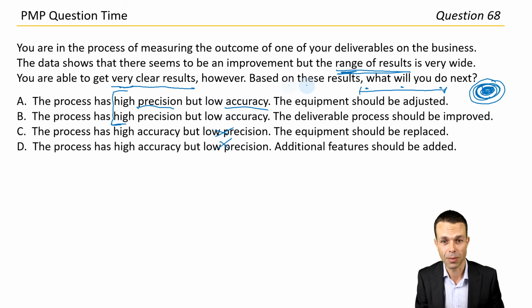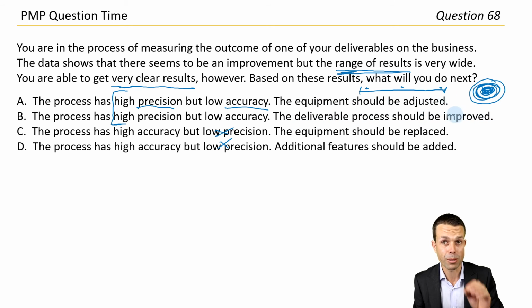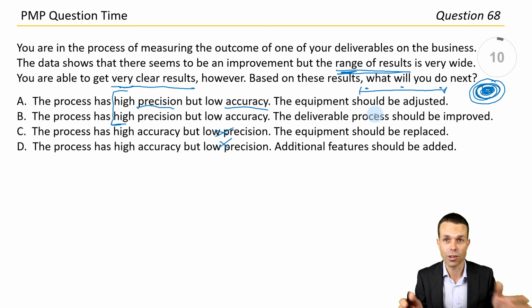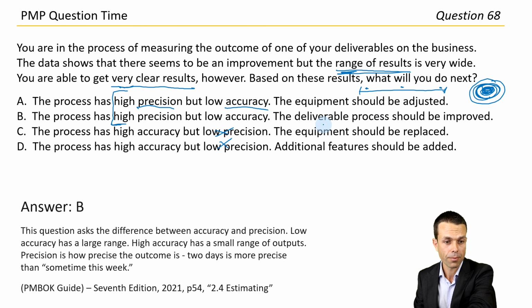Okay, this is a bit tricky. What are we going to do when we have low accuracy but high precision? Okay, the deliverable process should be improved. I think that actually could be it, yeah, because our equipment is already precise, it's precise enough, but the results are happening all over the place. We need to improve that process and hone in those actual results. So I think actually that could be the one. Let's go with answer B.